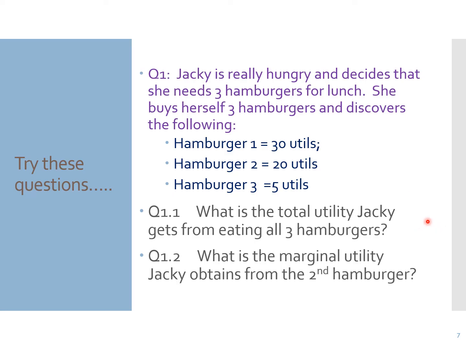And then what is the marginal utility Jackie obtains from the second hamburger? It is simply 20 utils. This information that was given to us was the marginal utility.